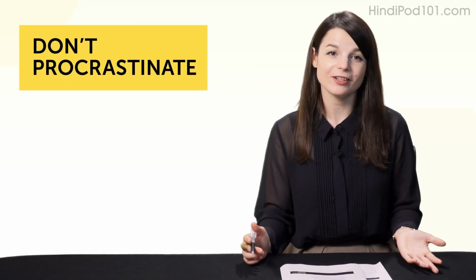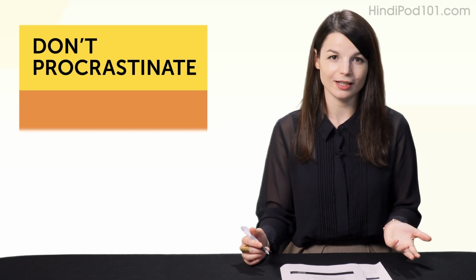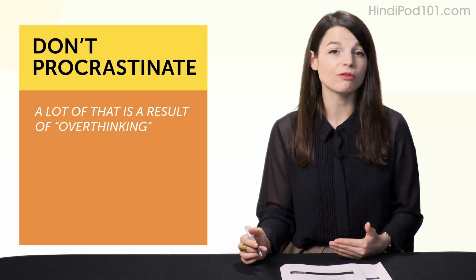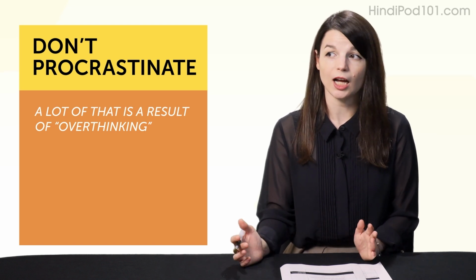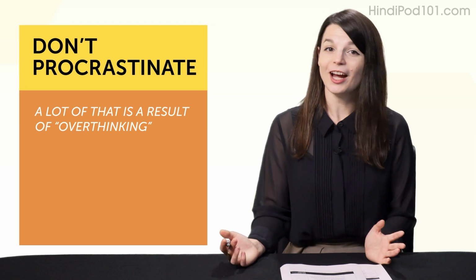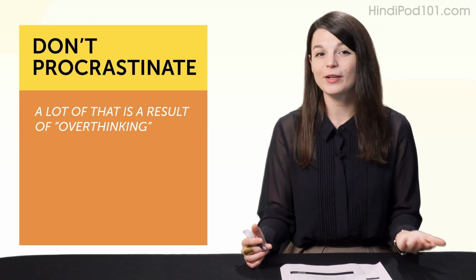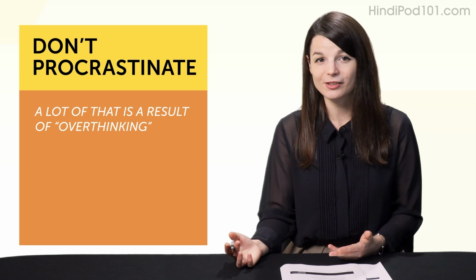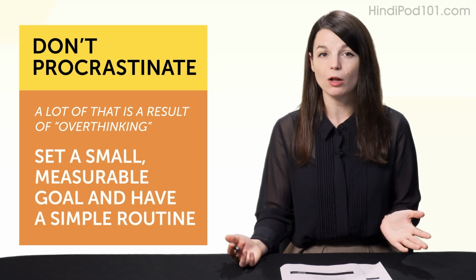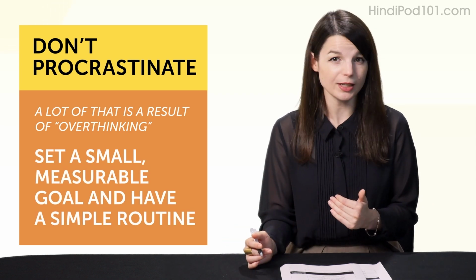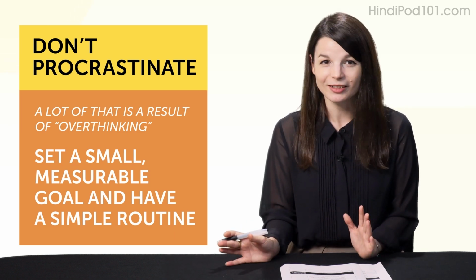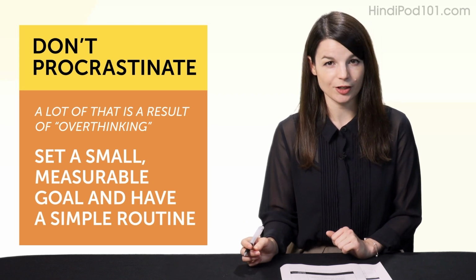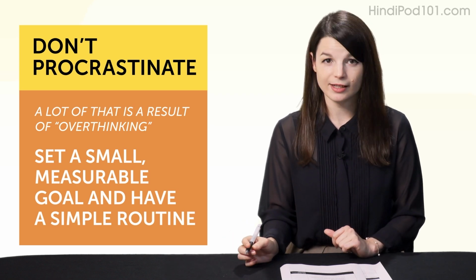Habit number 9 is don't procrastinate, which is easier said than done. Most of us procrastinate. And a lot of that is a result of overthinking. Let's say you plan on studying today. So you remember, I have to study, I have to study. Now you're ruining it in your head. It becomes something you have to do. It's a hassle now. But if you set a small, measurable goal and have a simple routine, spend 5 minutes, then you know you just need to put in 5 minutes and you're done. So if you want to beat procrastination, make your goals and routines easy.